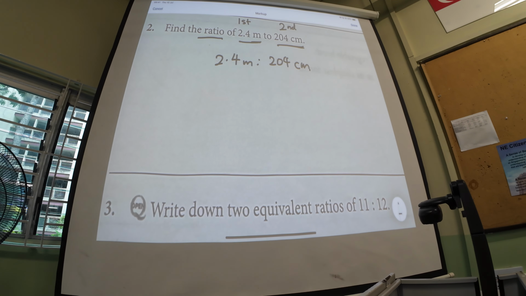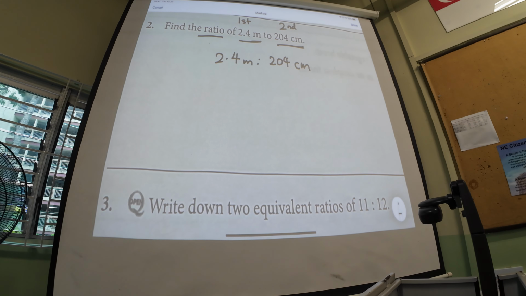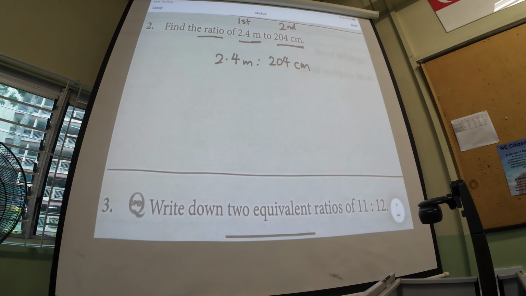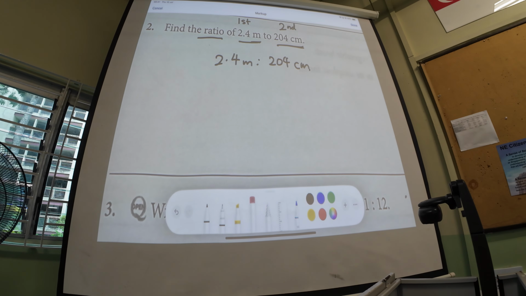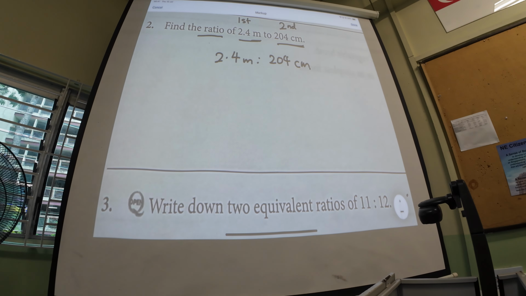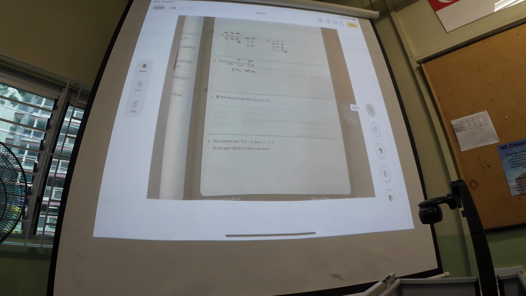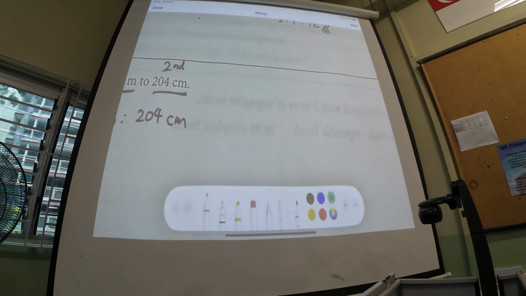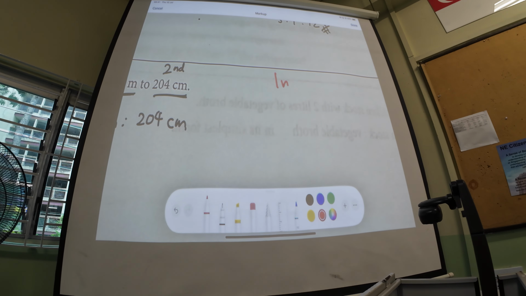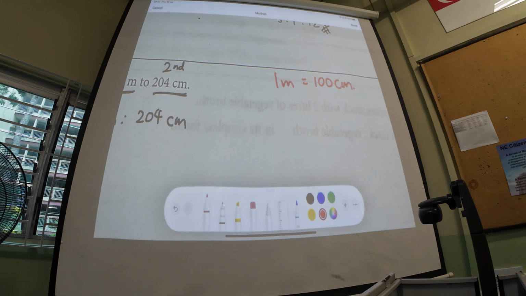Then it comes to the next point. Ratio have to be the same unit, or ratio must be measuring the same things. So now we have meter and centimeter. So we cannot continue when they are different. We have to make them the same. Every 1 meter is the same as 100 centimeter.